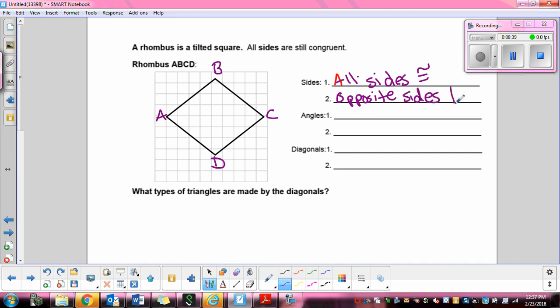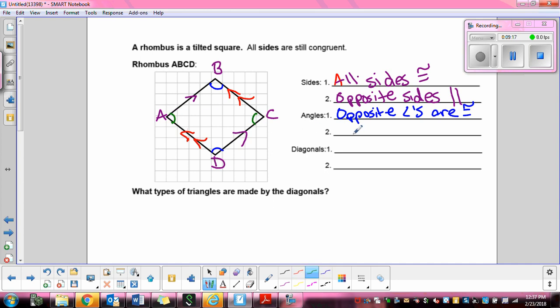This is the symbol for parallel again. So I know that this side is parallel to this one, and this side is parallel to this one. I know that about my angles, I know my opposite angles are congruent. So they're not necessarily 90 degrees. You can see this one's bigger than 90, this one's less than 90. But I do know that my opposite angles are congruent. So I know that angle B is equal to angle D, and angle A is equal to angle C.